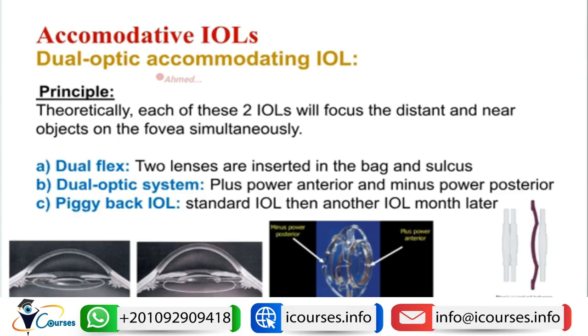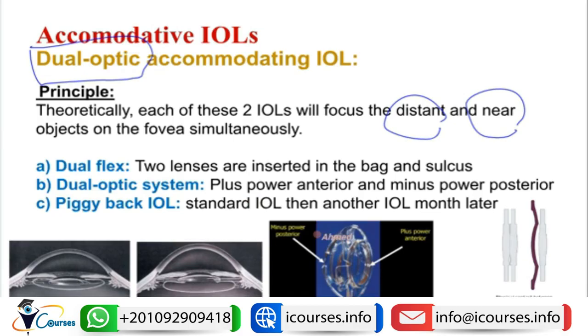So there were two main designs for the accommodative IOL. The first one is called the dual optic. So we put two intraocular lenses inside the eye, so that one will focus for the distant and the other will focus for the near targets. So the fovea here will receive two different images. And again, it should learn how to neglect one image and to receive the other one.